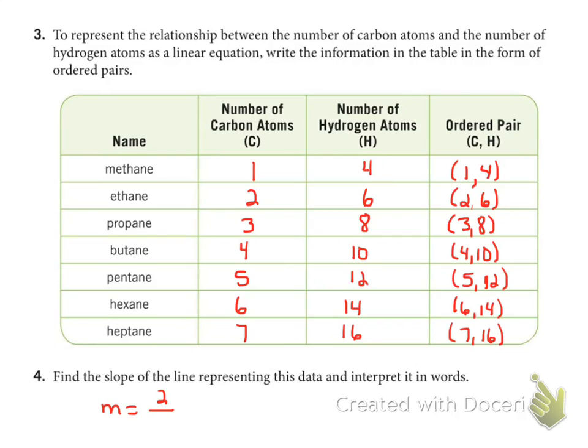Now look at the C column. What's happening with those numbers? They're going by 1. They're getting bigger by 1. So we can simplify that to 2. So there's our slope.